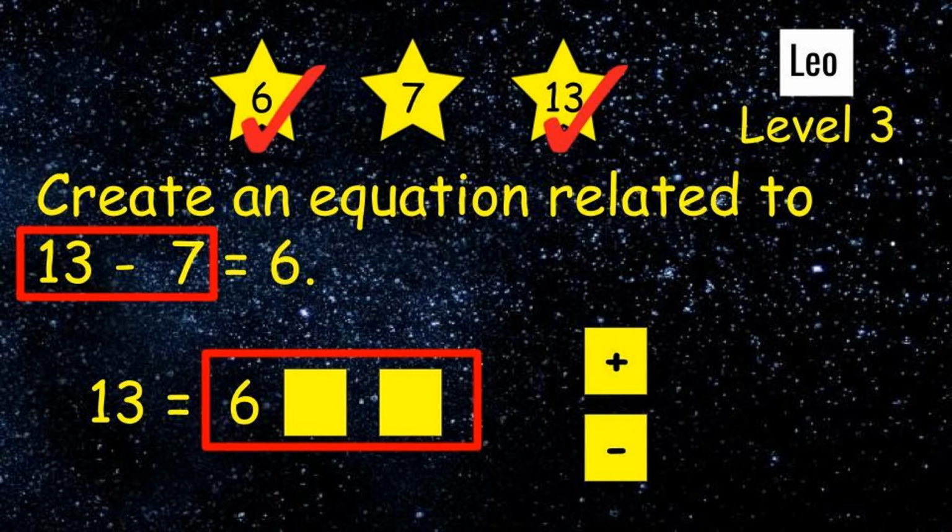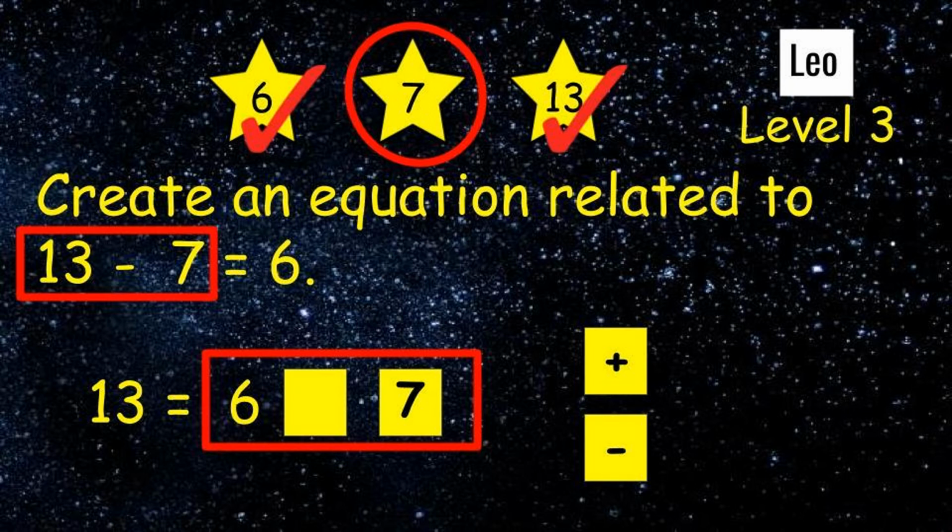I put a check by the stars 6 and 13 because I've already used those numbers down below. 13 equals 6. So I have to decide whether or not I'm going to put an addition sign or subtraction sign next. Since we only have a 7 left, we know that that's the last number that goes into the equation inside the box down below. So we'll put a 7 in the second yellow box.